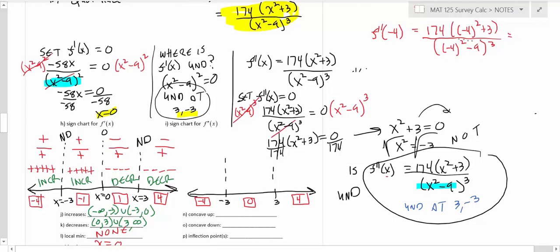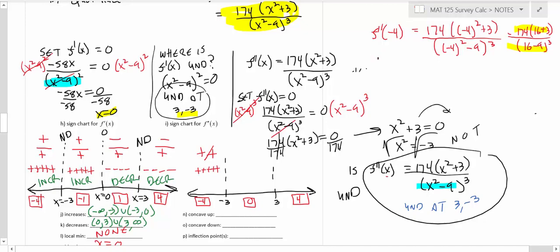So here's the way that I would look at this then. This is really 174 times 16 plus 3. The denominator is 16 minus 9 to the third. Now that's good enough, okay? What's the numerator, positive or negative? Positive. That's all that matters. What's the denominator, positive or negative? Positive. That's all that matters. Don't waste your time. So that's positive over positive. That means that you're positive in that region, like that, okay?